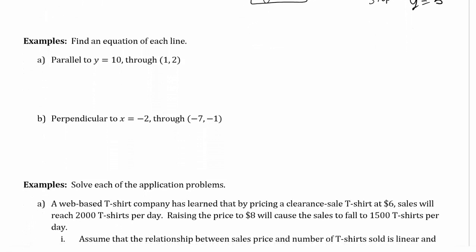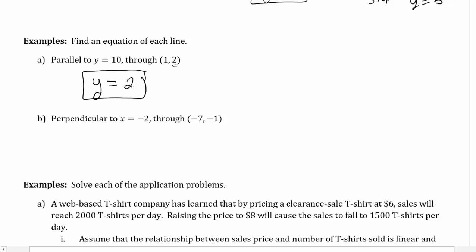In the next examples, we want to find the equation that's parallel to y equals 10. So if it's parallel to y equals 10, that means that it is also going to be a horizontal line, and so it will also have the form y equals, and it'll be y equals the y coordinate of the point that it's passing through. It's passing through the point 1, 2, so it's going to be y equals 2.